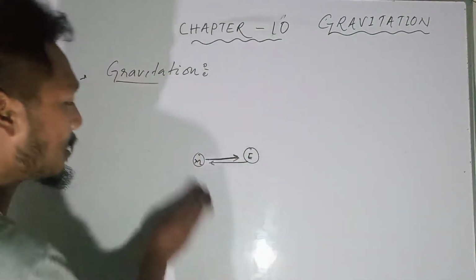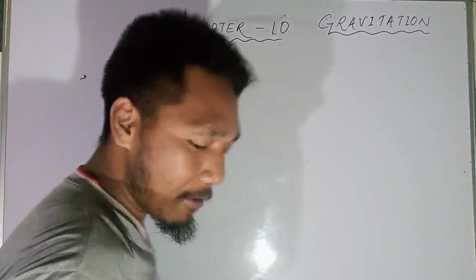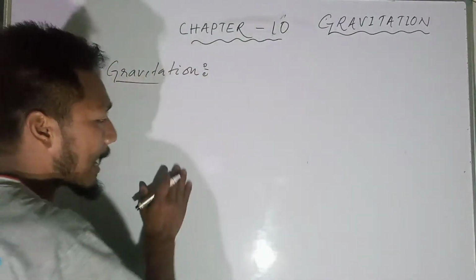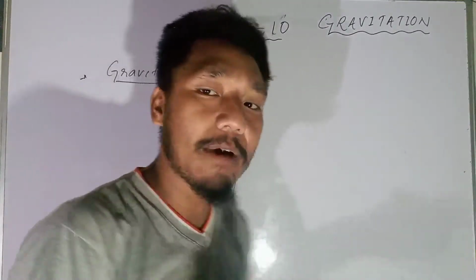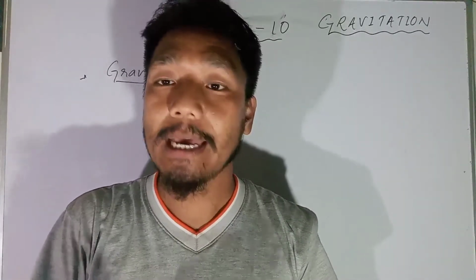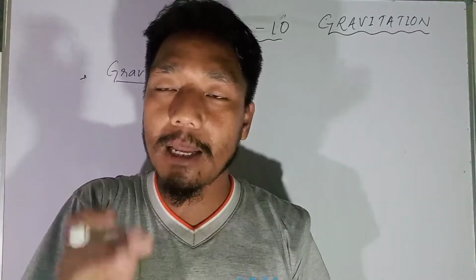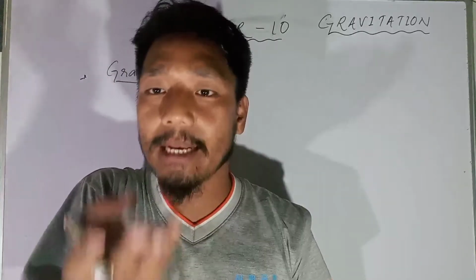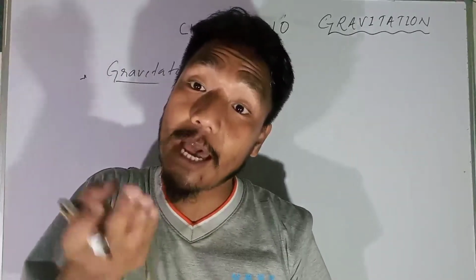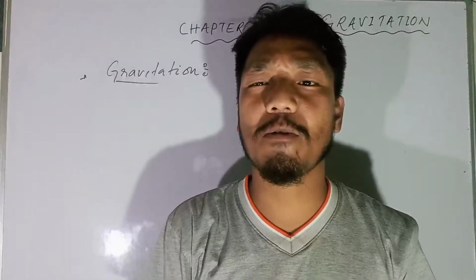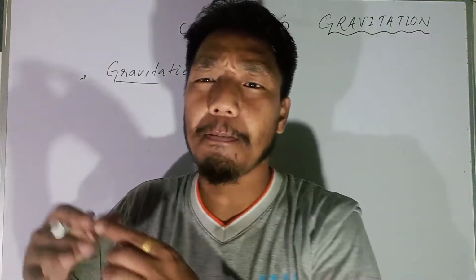Now the question is that if every two objects have an attraction, does the apple also exert a force on the earth? Yes. The apple has a mass, and the apple also attracts the earth. But its force is very negligible as compared to the earth.